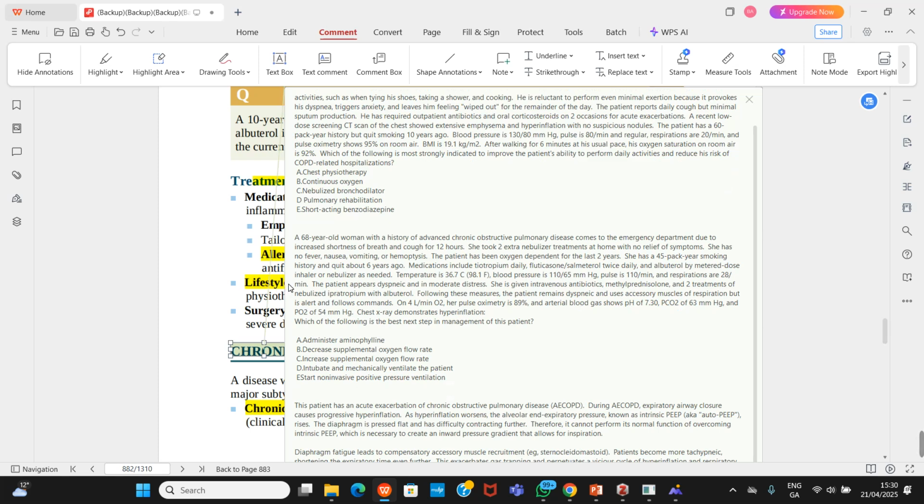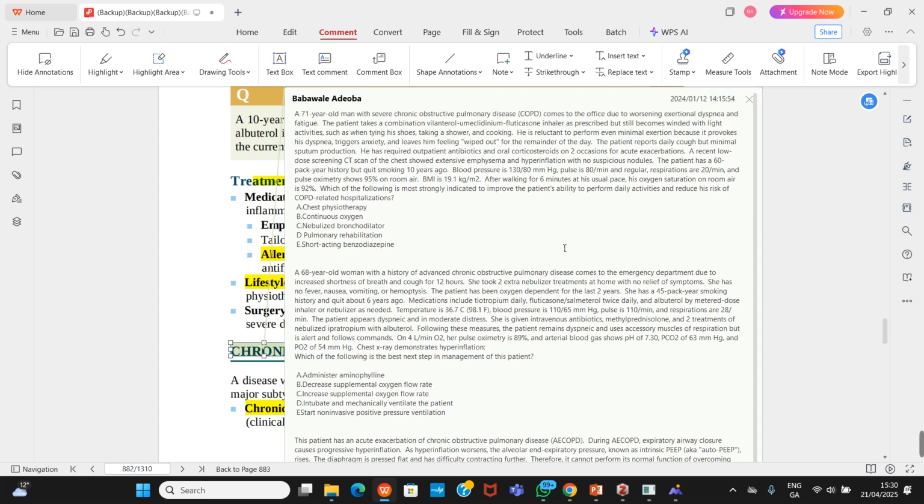Chest physiotherapy. What does chest physiotherapy want to do? Chest physiotherapy cannot do anything here, and this guy does not even have a productive cough. So why do you want to do chest physiotherapy? If this guy had bronchiectasis, we might have considered chest physiotherapy. But if you look at the question, they said reduce his risk of COPD-related hospitalization. That is another thing they're asking. It's more like relating to mortality and the likes. But if this were bronchiectasis, you could consider chest physiotherapy.